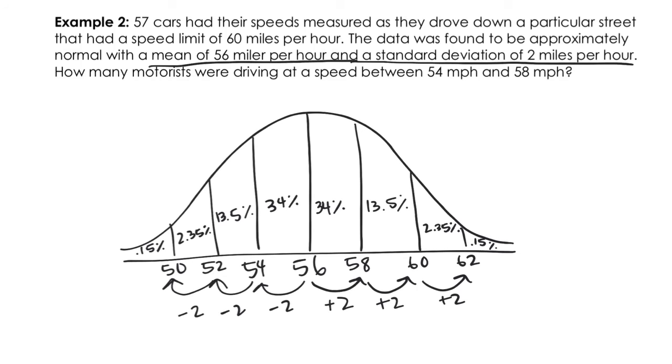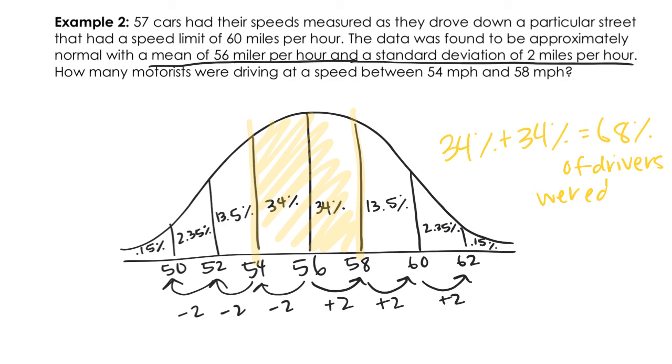So they asked us to tell them what percent of drivers were driving between 54, and 54 was right here, to 58. So they want who was driving between those two speeds. So if I add 34% plus 34%, I would get 68%. So 68% of drivers were driving between 54 to 58 miles per hour.